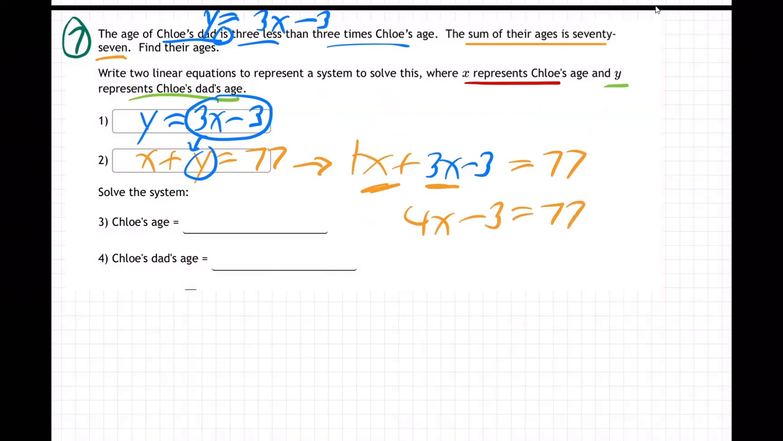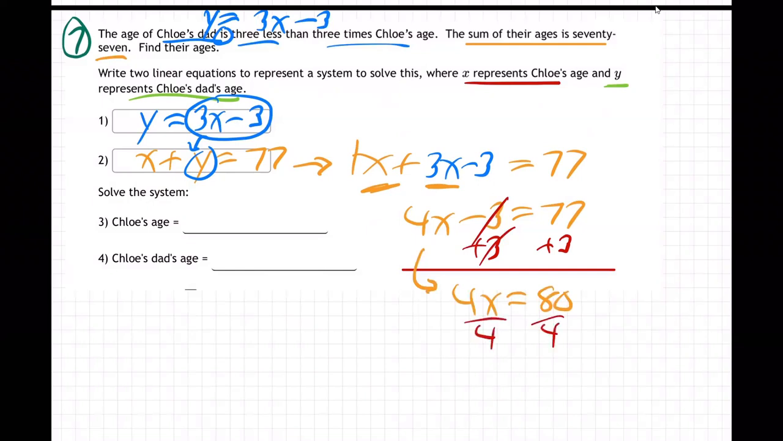And then add the 3 to both sides. Cancel, cancel. Bring down the 4x equals, and this is 80. Last step, divide by 4. And X is 20. So X is Chloe's age. There's our 20. And then just plug that in.